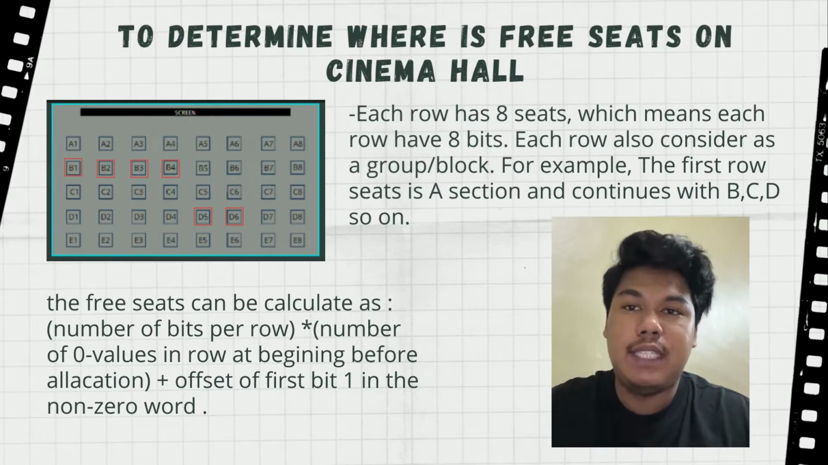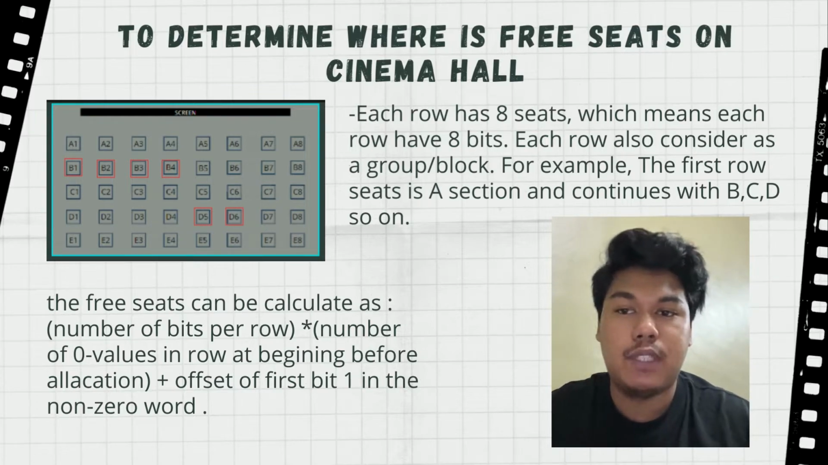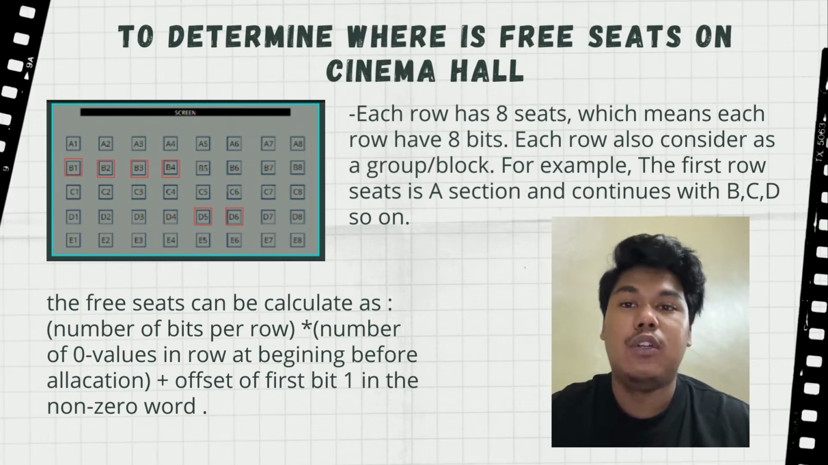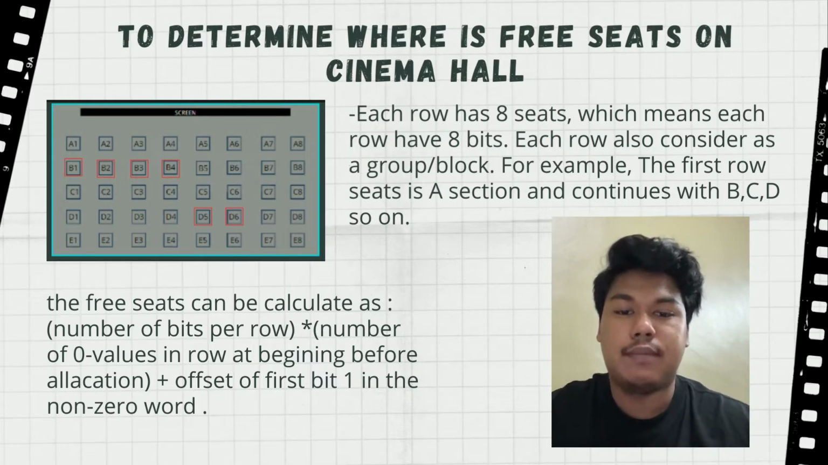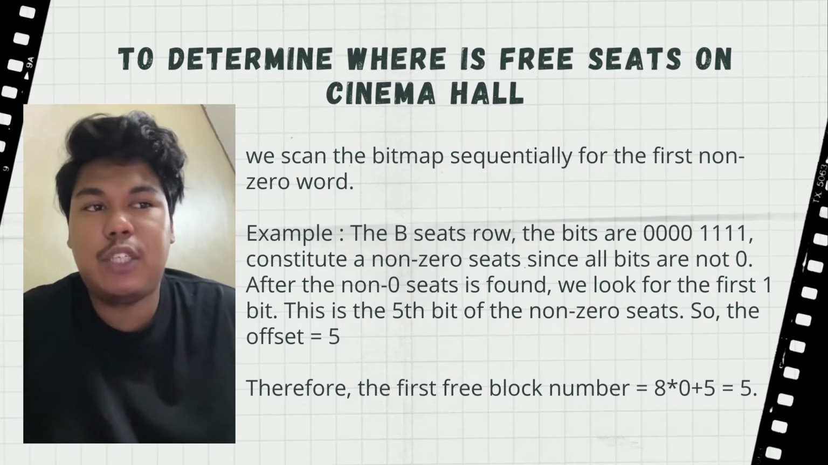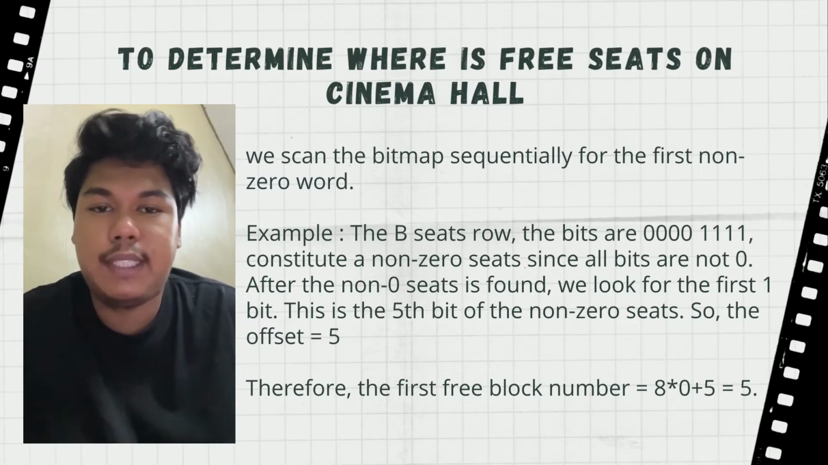To determine the free seats in the cinema hall, the formula is the number of bits per row times the number of zero values in a row at the beginning before the allocation, plus the offset of the first 1 bit in the non-zero word. This means we can calculate which seats are free in the non-zero word, non-zero group or block. To determine it, we can scan the bitmap sequentially for the non-zero word.